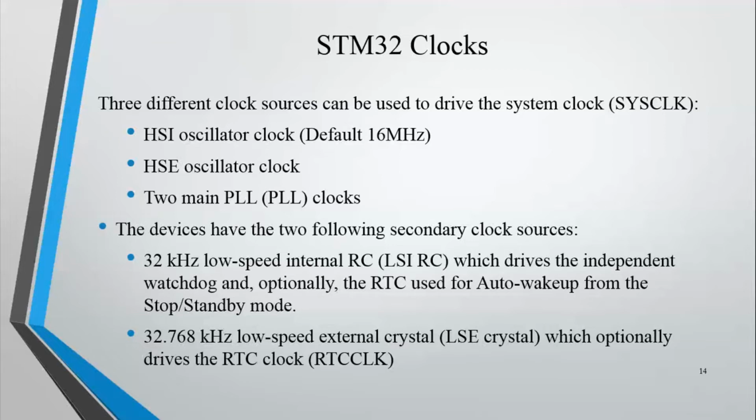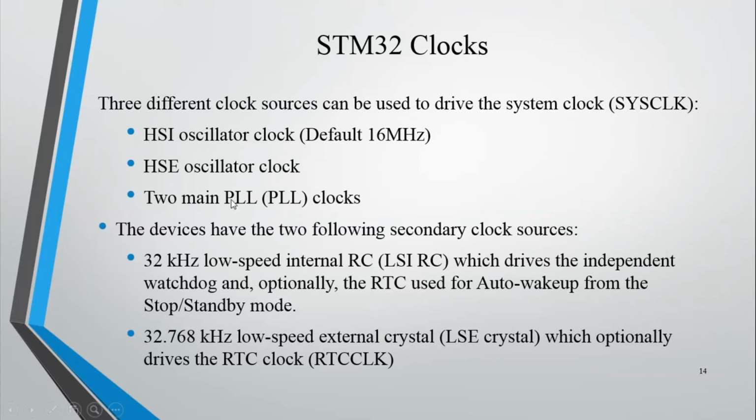Phase locked loop is used for configuring the clock. That means you can divide the clock. If you are setting PLL to say 1, what does it mean? Whatever clock you are generating will be divided by 1. If you are setting PLL to say 4, whatever clock you are generating will be divided by 4, like that. So these are the three main clock sources.